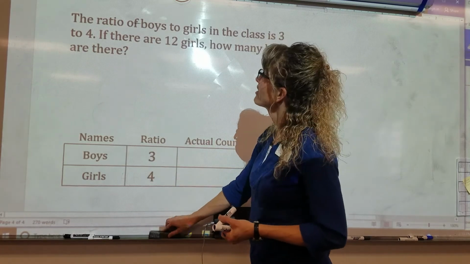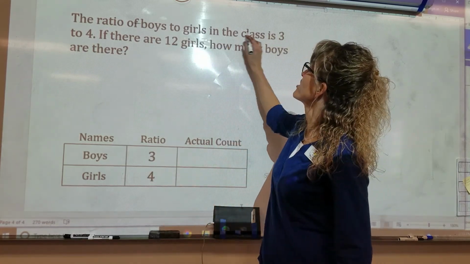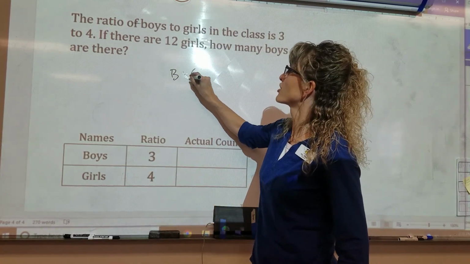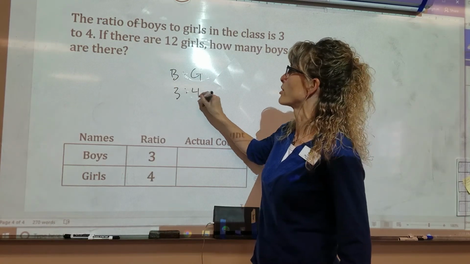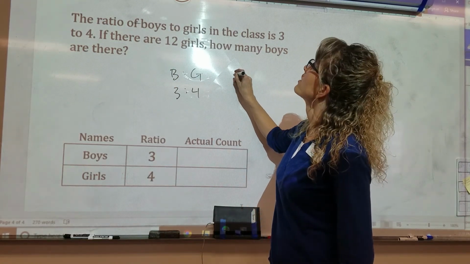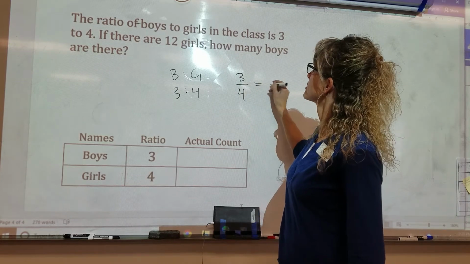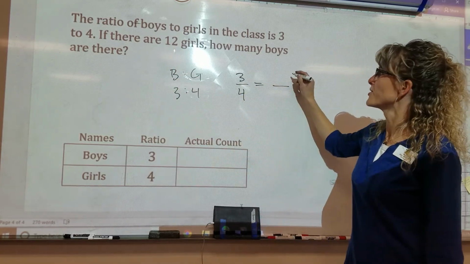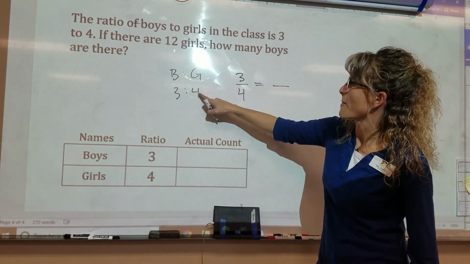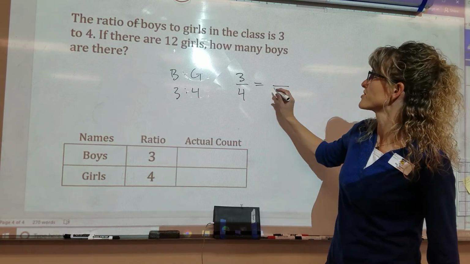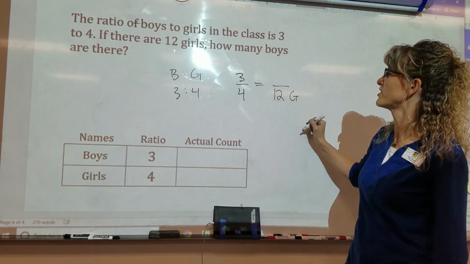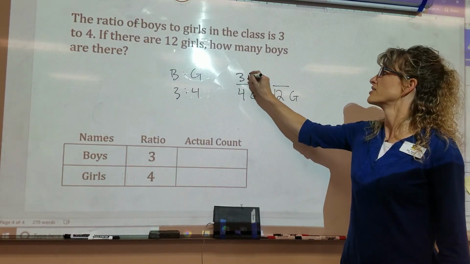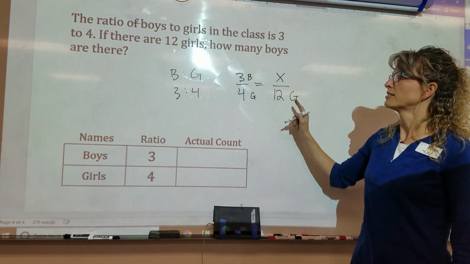If the ratio of boys to girls is 3 to 4, or we could say 3 to 4, and we know there are 12 girls, so we did girls second. This is the girls. So now we know there's 12 girls. If it helps you, put a G. This is a B. How many boys are there?